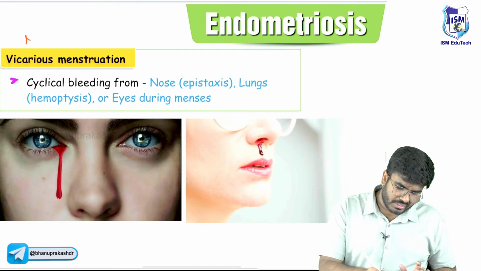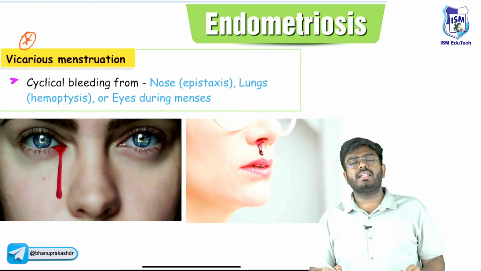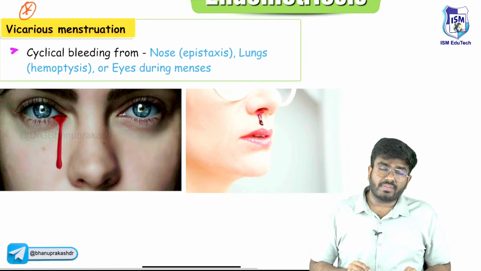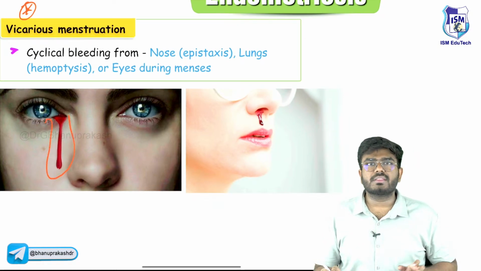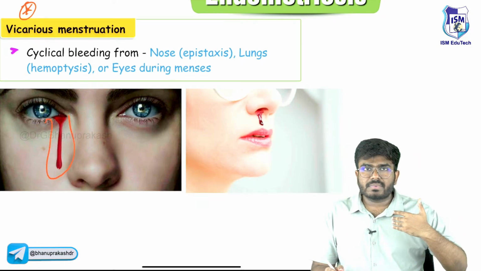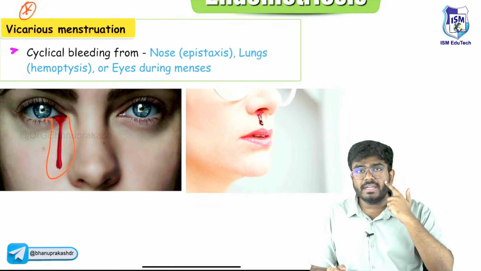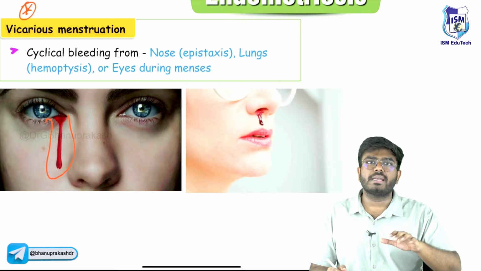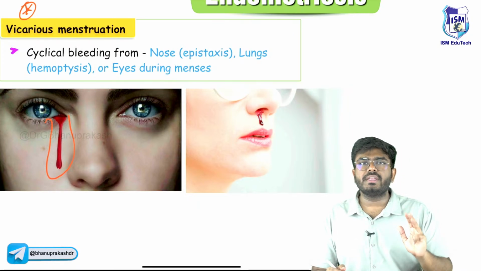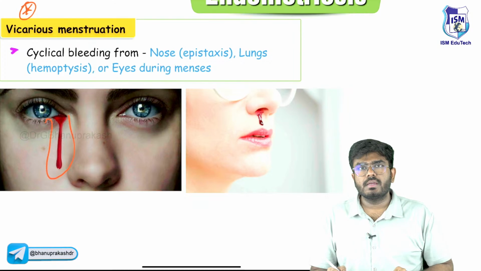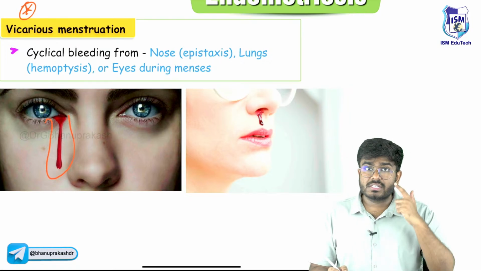So what is vicarious menstruation? This is a little interesting thing. Now imagine there is a female who is bleeding through her eyes every month. Every month, the time of her menstruation and the time that she is bleeding through her eyes are coinciding. Okay, at the same time she is menstruating, at the same time she is bleeding through her eyes. Why? Because she is having endometrium.